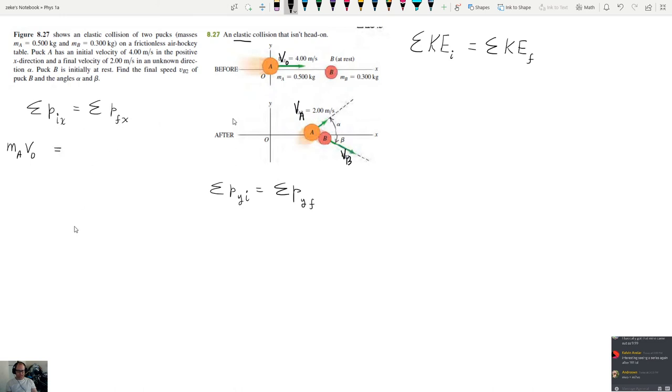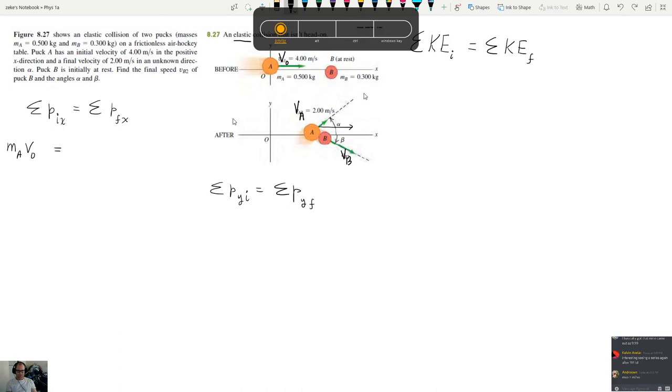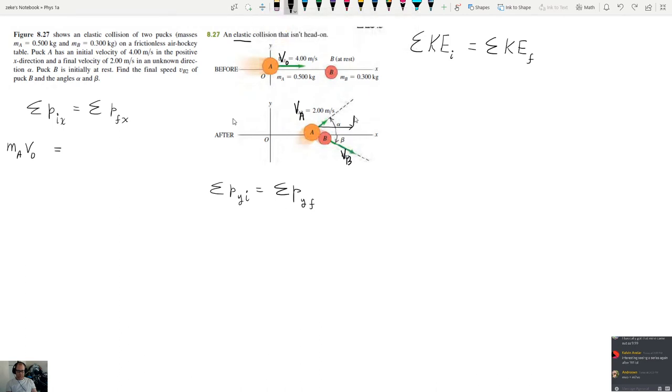For the final momentum in the x direction, we have a velocity here that we don't know. One is at an angle alpha and one is at an angle beta. So we're going to have to break these up into components, right? This one can be broken up into components like this, where this side is going to be VA times the sine of alpha, and this side will be VA cos alpha. So that'll give us an x component that can go into the final x momentum.